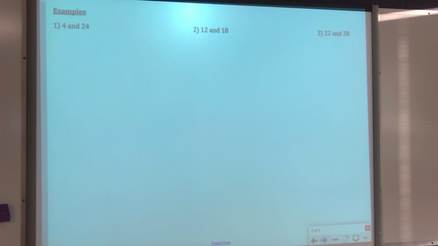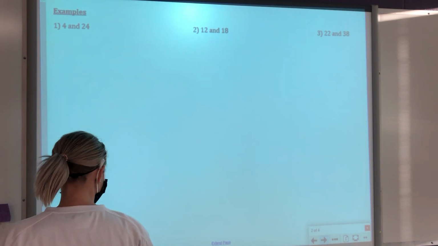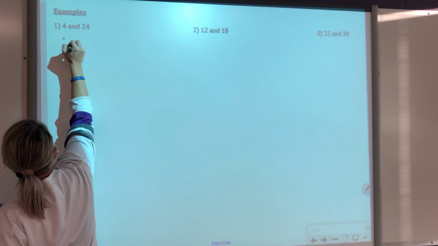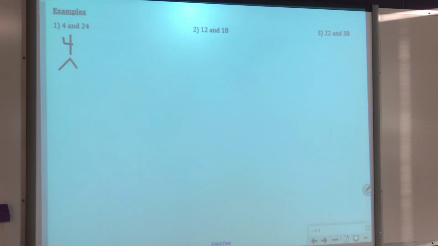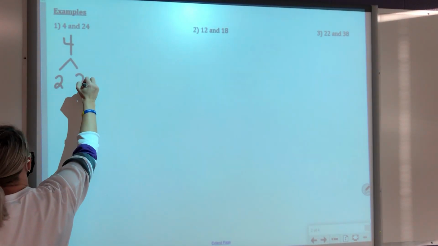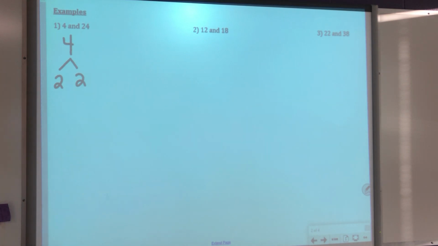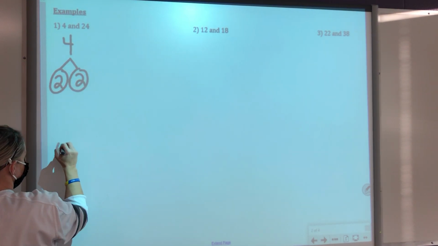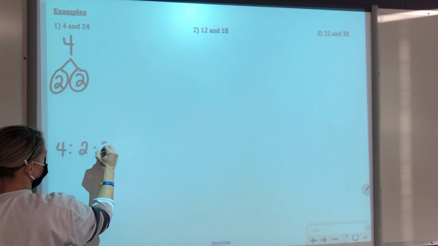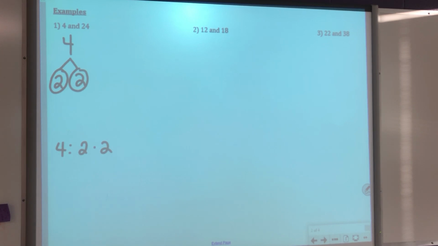When we do this, we're looking for our prime factorizations. We're looking for our prime numbers that we have in common. So we're going to start with 4. How do we break down 4? 2 times 2. They're both prime. Very good. 2 is a prime. Okay, so I write down 4. My prime factorization is 2 times 2.